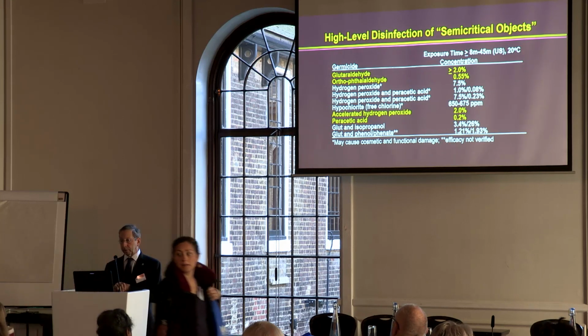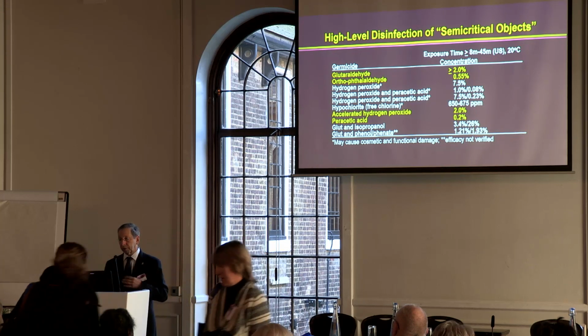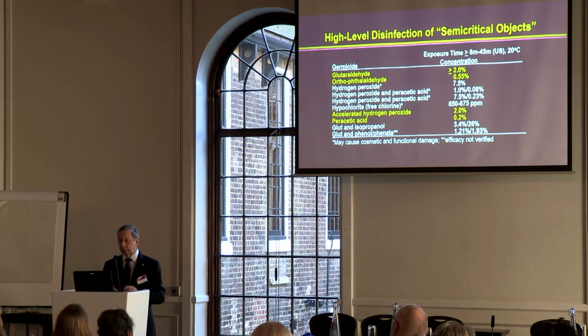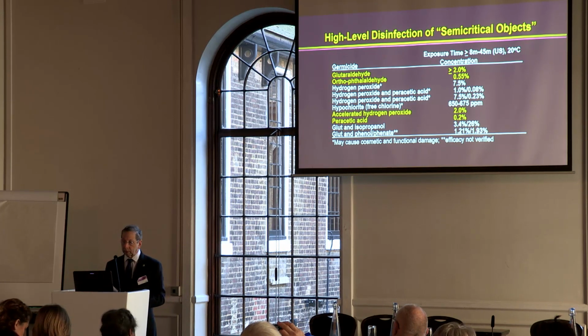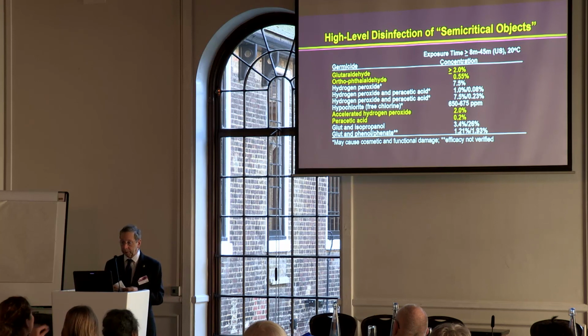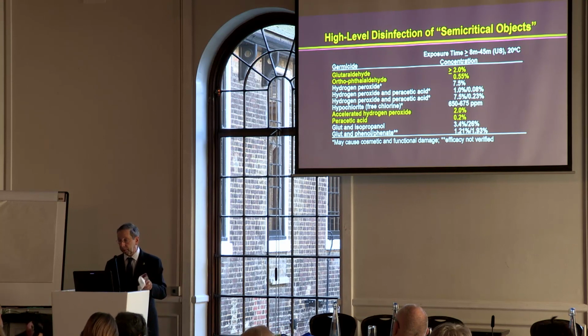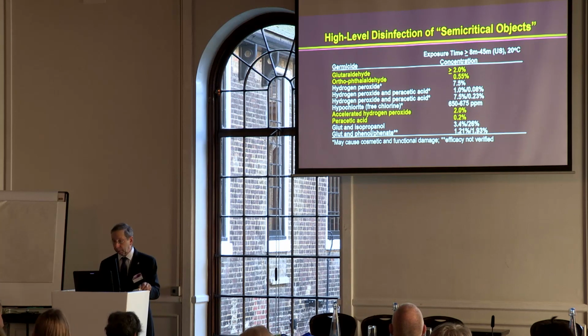Now, in the United States, there are a number of FDA-approved methods of high-level disinfection of semi-critical items. I've listed for you some of those here. They include various chemicals such as glutaraldehyde, orthophthalaldehyde, hydrogen peroxide, and others. And they require times of anywhere from 8 to 45 minutes, and at times different temperatures for activity.